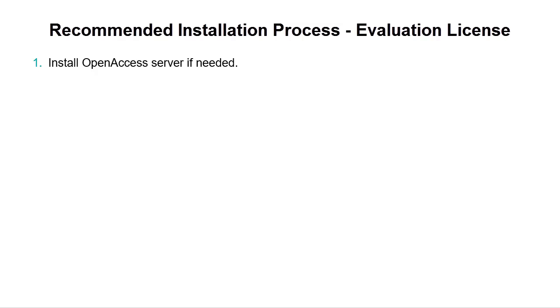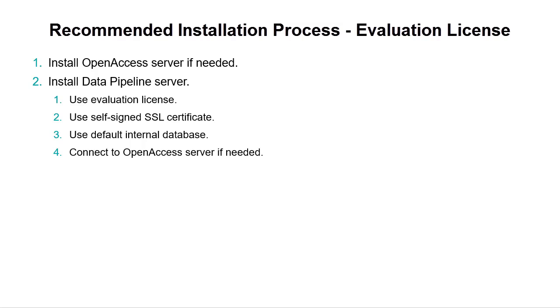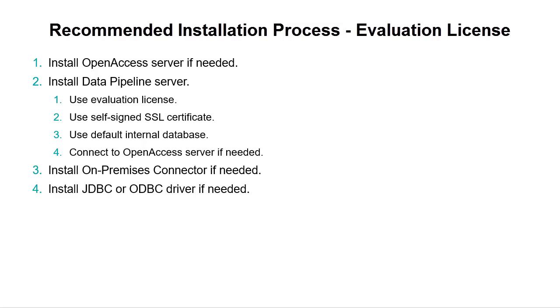For an evaluation license, Progress recommends this installation process. If you have an Eloqua data source, install the Open Access Server. When you install the data pipeline, choose the evaluation license, choose the self-signed SSL certificate, use the automatically created internal database, and configure the Open Access Server if needed. If the data pipeline is in the cloud and data sources are on-premises, install an on-premises connector. Finally, install the JDBC or ODBC driver if you use an application that requires it.